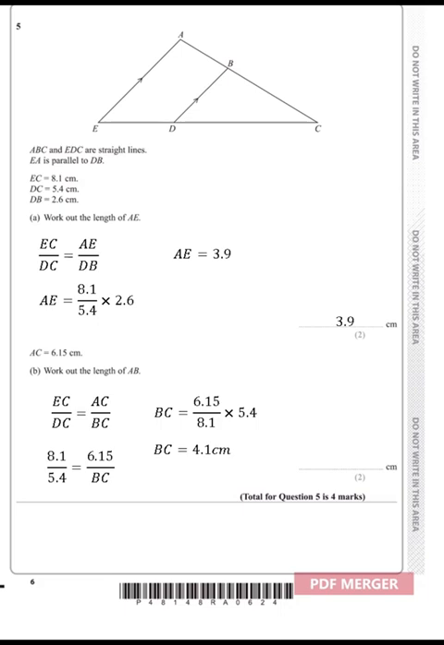Okay, we already know the total length of AC is equal to 6.15 centimeters. We are also aware BC is equal to 4.1 centimeters, but we need to work out the length AB. So how do we do that? AB plus BC is equal to AC. In other words, AB, which is the missing side, plus BC, so 4.1 centimeters, is equal to AC, 6.15. Now to make AB the subject, 6.15 minus 4.1. In your calculator, this will equal 2.05 centimeters.